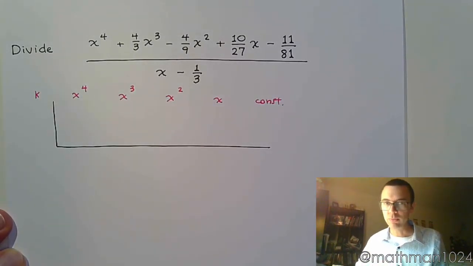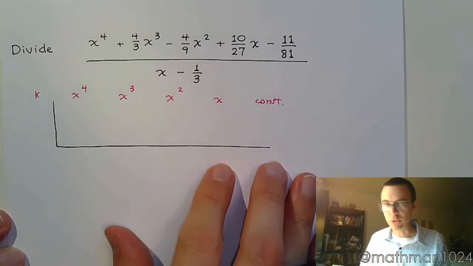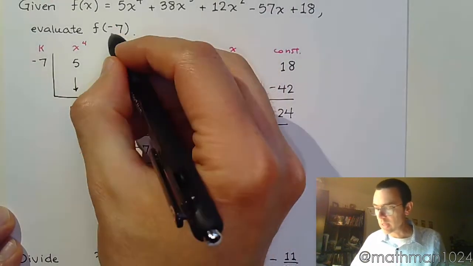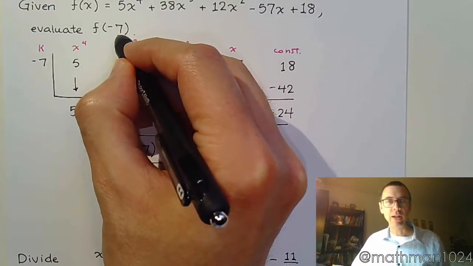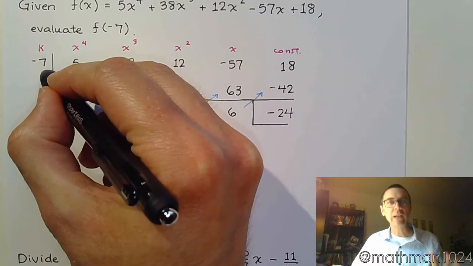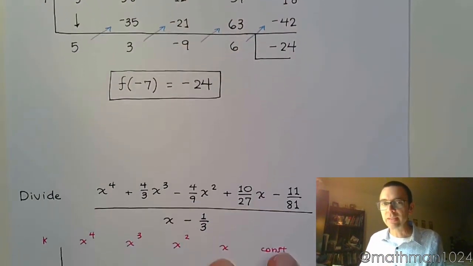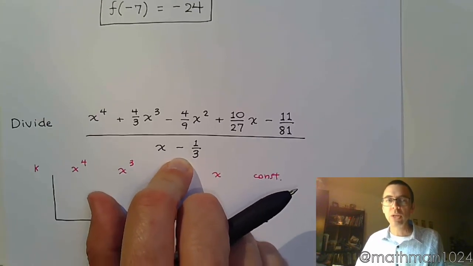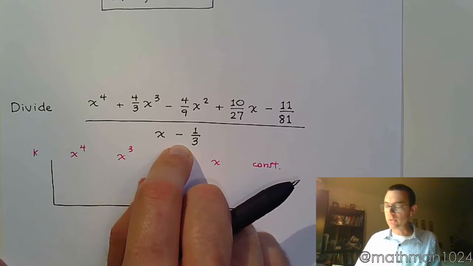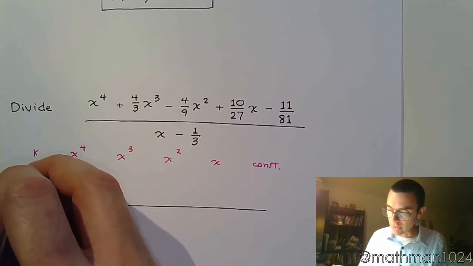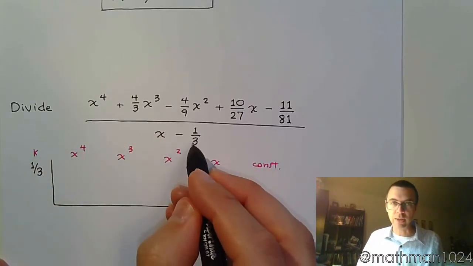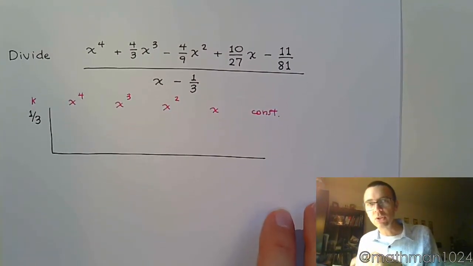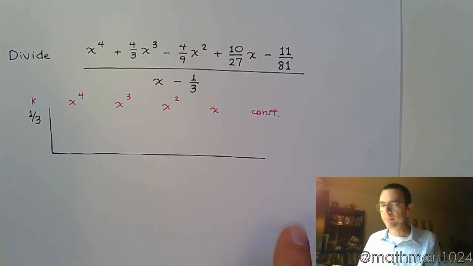So my k value, now notice the difference between these two problems. When you were asked to evaluate a function, this input value is your k. It's exactly that. When you're trying to do synthetic division, you see that we're dividing by x minus 1/3, and so this is where you change the sign of that piece. So your k value is actually positive 1/3. If you are asked with evaluating, what you're plugging into the function is the k value.